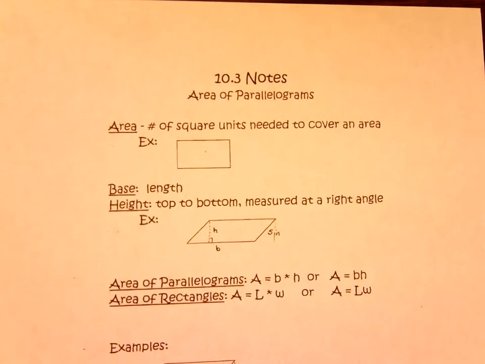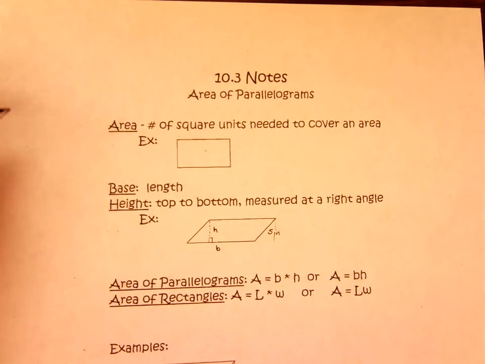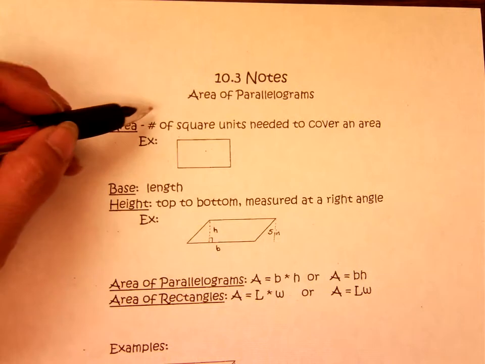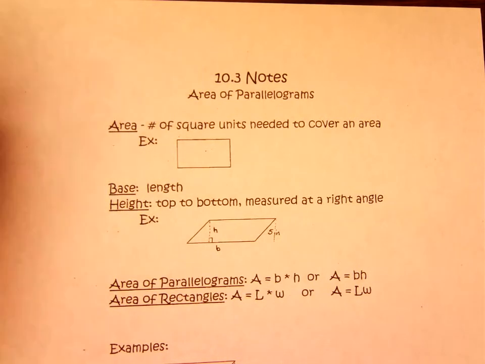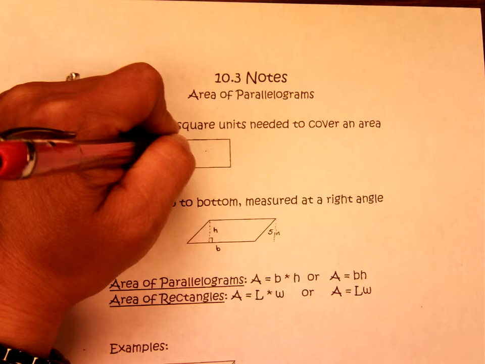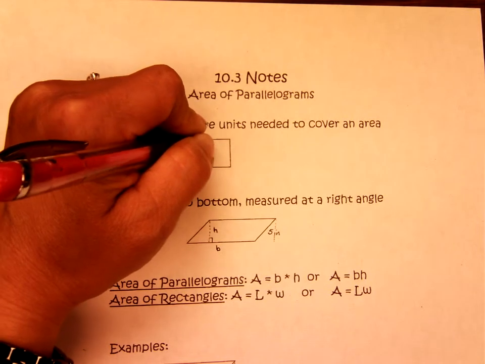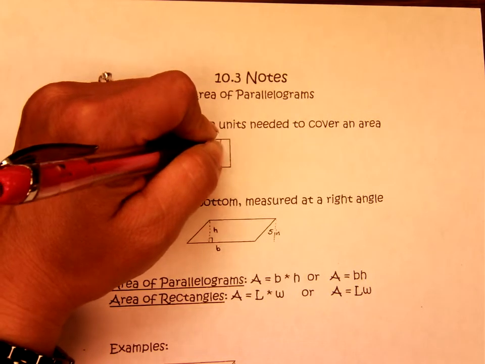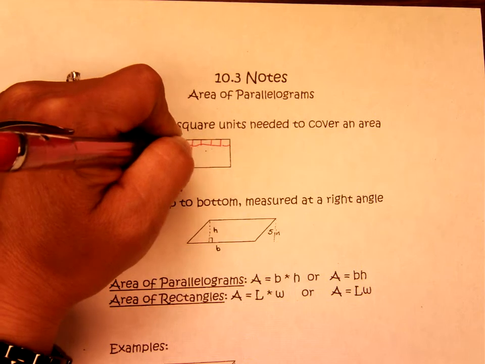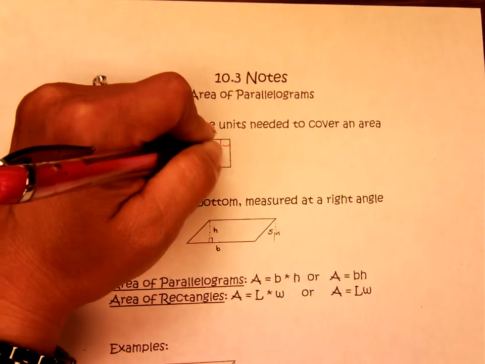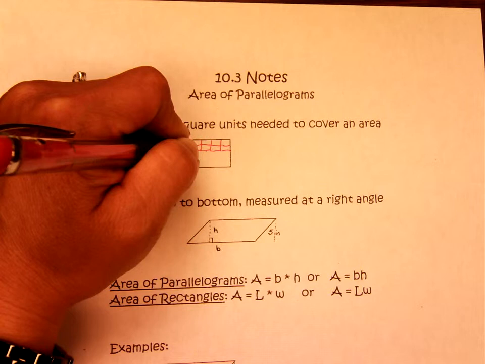Alright, so today's lesson is 10.3, areas of parallelograms. Area is the number of unit squares needed to cover an area. When you're talking about area, we're talking about inside the parallelogram. So it means how many of these little squares can we fit inside this parallelogram.